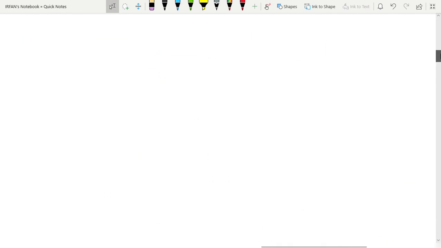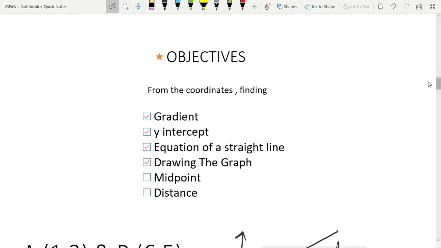So we know how to find the gradient and the y-intercept from the previous video, and from today's video we studied the equation of a straight line, drawing the graph, finding the midpoint, and the distance. So that's it for today. In the next video we are going to show the reverse, how to find the gradient and the y-intercept from the equation of a straight line. So this is the basics for the straight line equation. If you can solve these 5 or 6 of them, you are actually done with your straight line equation graph syllabus.